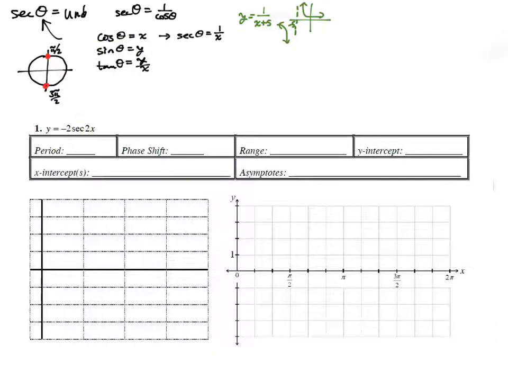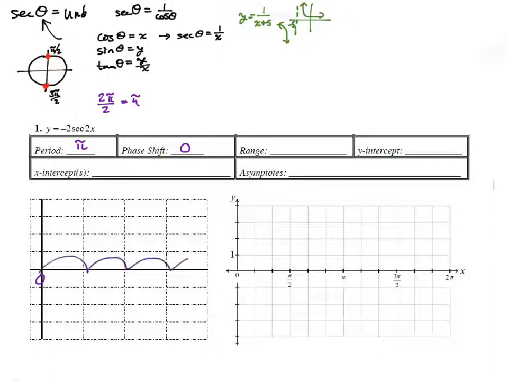So here we go. What we're going to do first is use our cheat graph. We're going to graph cosine first. First we're going to find our period. To find our period, you take 2 pi and divide by 2, which equals pi. So our period here is pi. The phase shift is 0. There is no h adding or subtracting from x. Because our phase shift is 0, we're going to start at 0 for our x values.